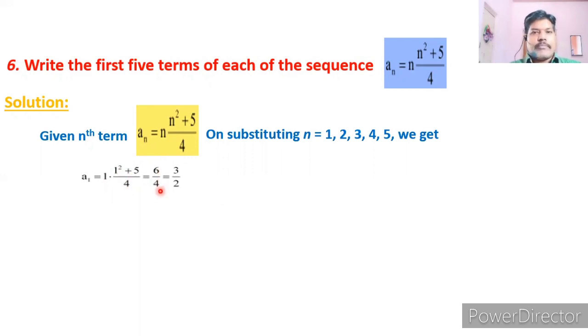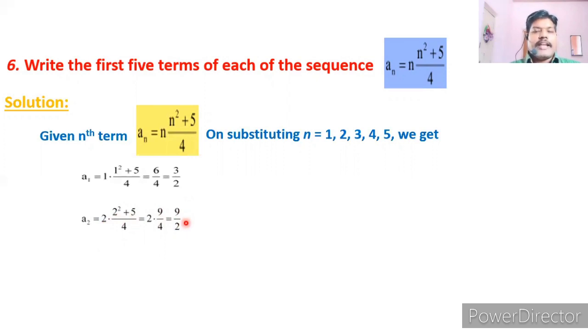That is the first term. Now, what is the second term? The second term is A2. Just replace n with 2. A2 is equal to 2 into (2 square plus 5) by 4. So in the place of n, we replaced n is equal to 2. 2 square is 4, 4 plus 5 is 9, so that is 2 into 9 by 4. Cancel the 2 with the 4, and it becomes 9 by 2.